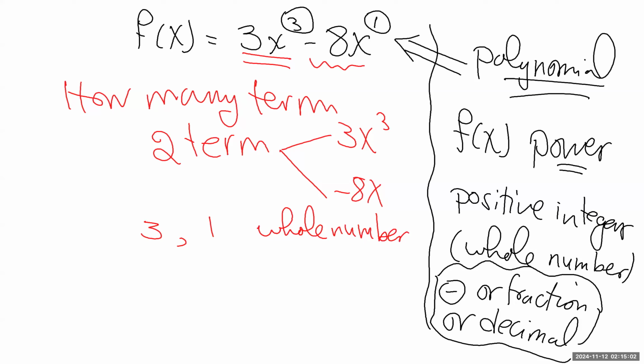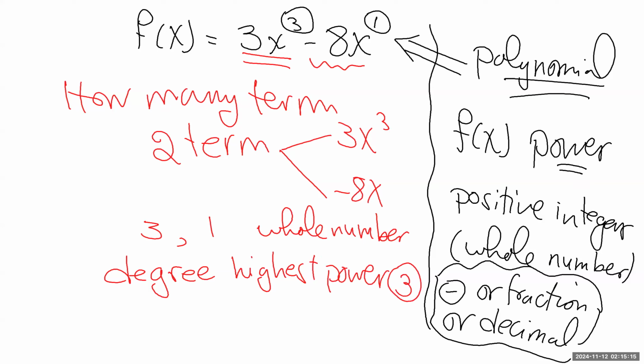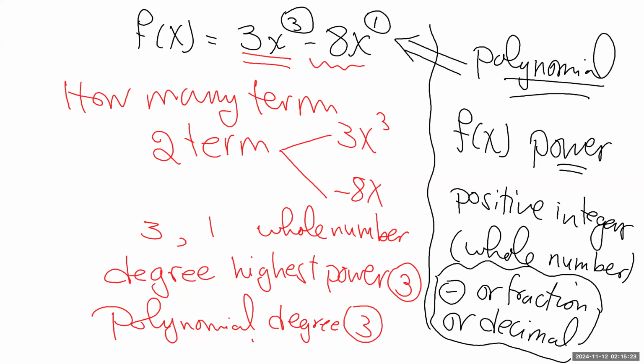And what about the degree? We said that the degree of the polynomial has to be the highest power. What do you have as the highest power here? 3. Yeah, so this means that this is going to be a polynomial of degree 3 with how many terms? 2 terms. Is it clear? Clear, yes.